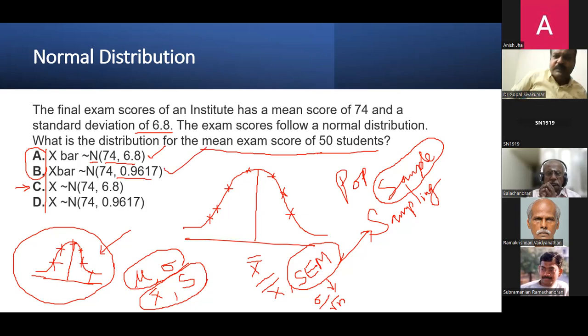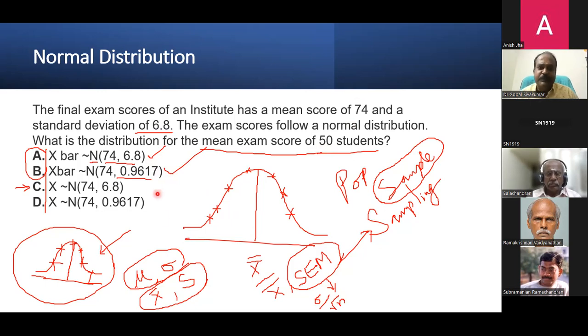Little tough, but you have to gain the clarity. All of you are with me on this question? Why is the answer 2? Later on you can try sigma by root of n, and you will be able to see this 0.9617. Clear, all of you?